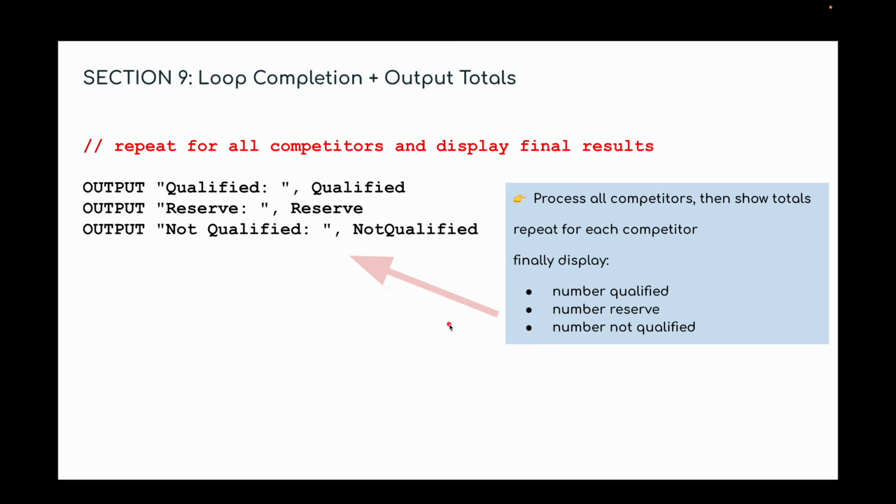So finally, the loop is complete now, and we're going to output the totals. All I've done here is say qualified, and I'm going to do the number of qualified, the number of reserves, and the number of not qualified. I've not added any names or anything to this, just qualified, reserved, not qualified. So I'm outputting the number of qualified, the number of reserve, and the number of not qualified. Just nice and simply like that. I suppose I could go into a little bit more detail about these based on the question, but I think that basically sums it all up.